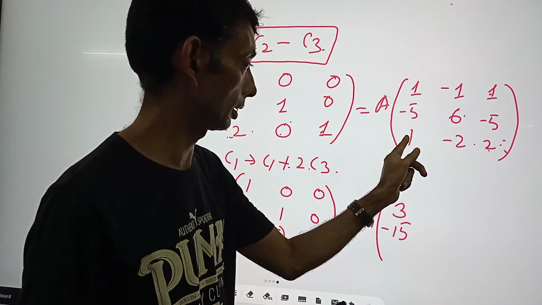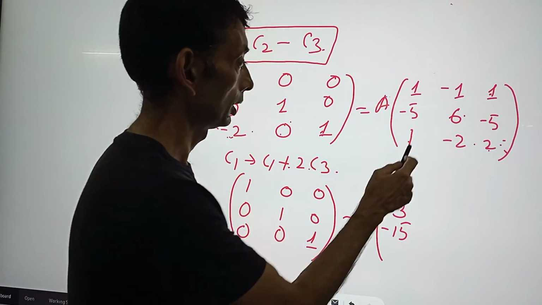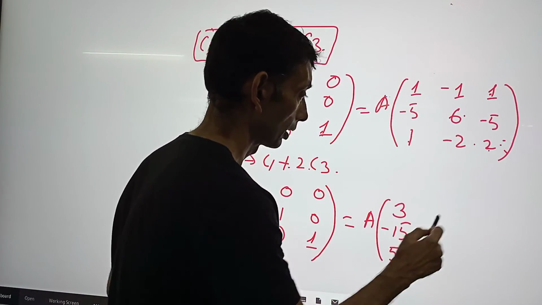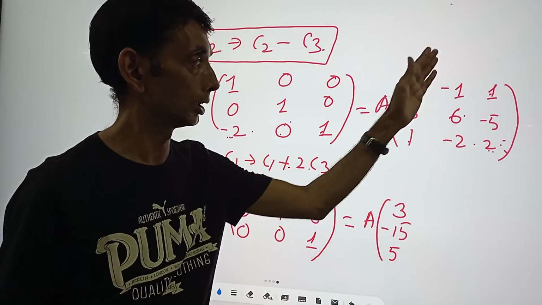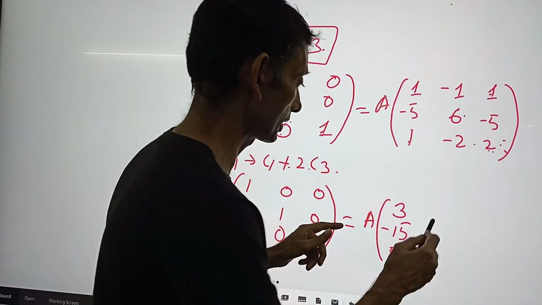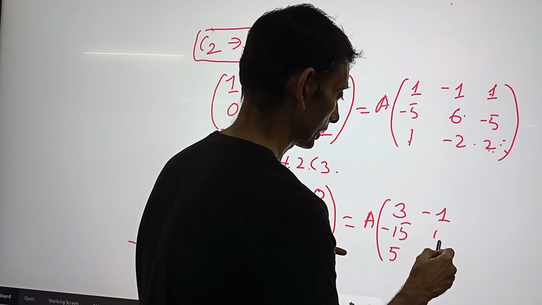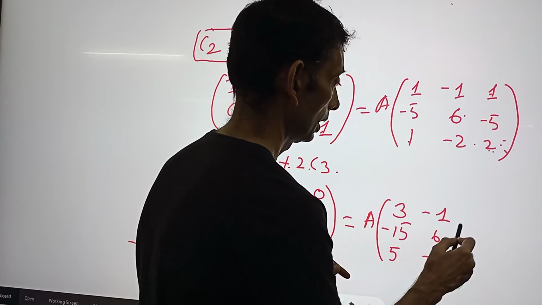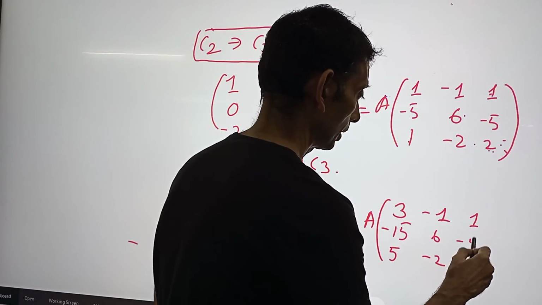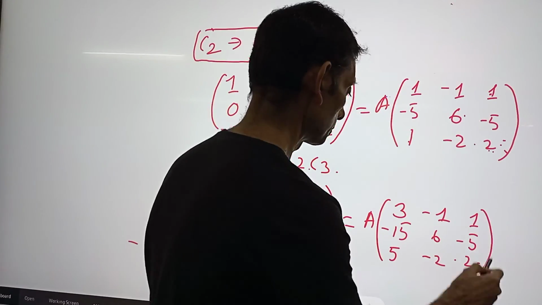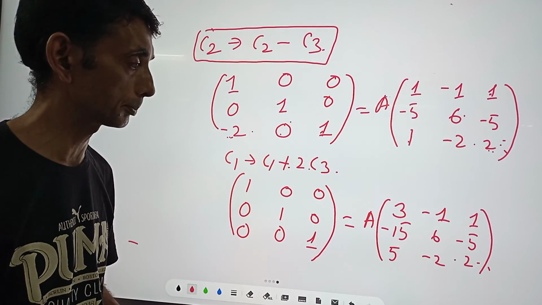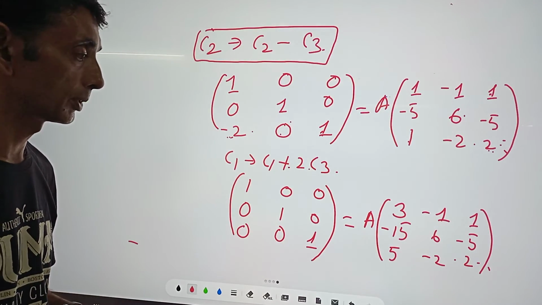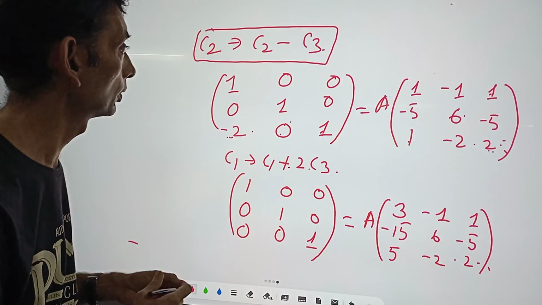And 2 into 2, you are multiplying by 2 and adding with this number, so it should be 5. 2 into 2 is 4, plus 1, 5. So there is no change in column 2 and column 3. That is minus 1, 6, minus 2, and 1, minus 5, 2. There is no change. That is 3, minus 15, 5, minus 1, 6, minus 2, 1, minus 5, 2.